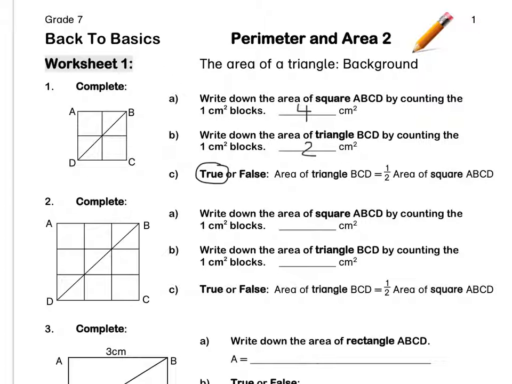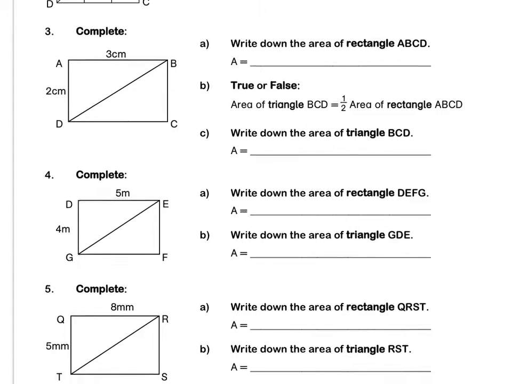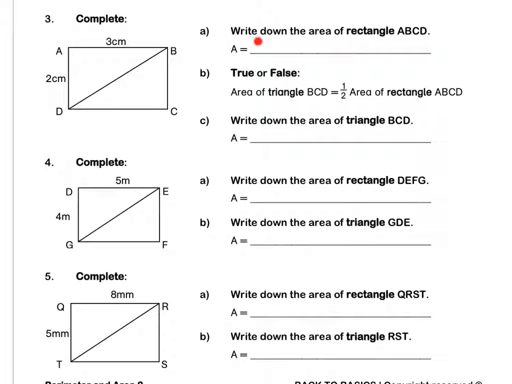Press pause to complete question 1 and 2 by yourself. Question 3. Write down the area of rectangle ABCD. The length is 3 and the breadth is 2 centimeters. Area of a rectangle is length times breadth, which is 3 times 2, so the area is 6 centimeters squared.